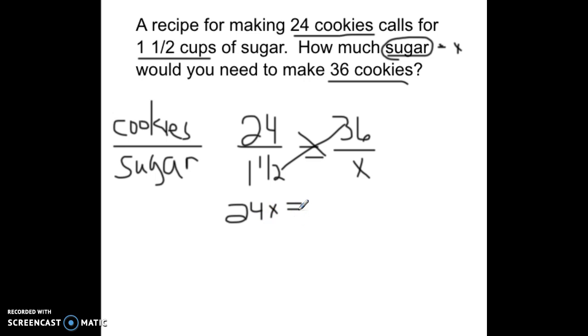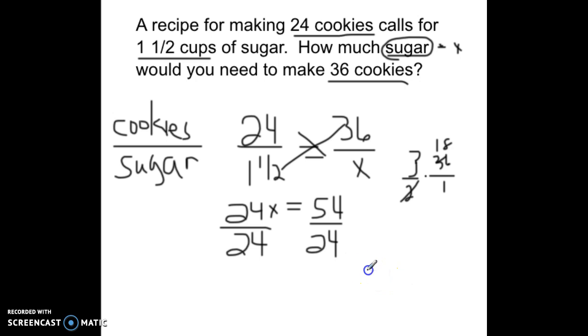Well, let's see, 1.5 times 36. How would I do that? Well, I can multiply 3 halves times 36 over 1. When we do that, we can do a little simplifying. And we know that 3 times 18 is 54. So then we would divide by 24 on both sides. Divide by 24.